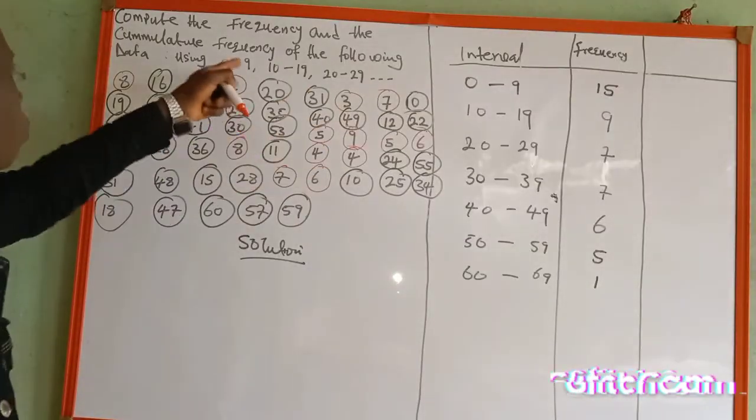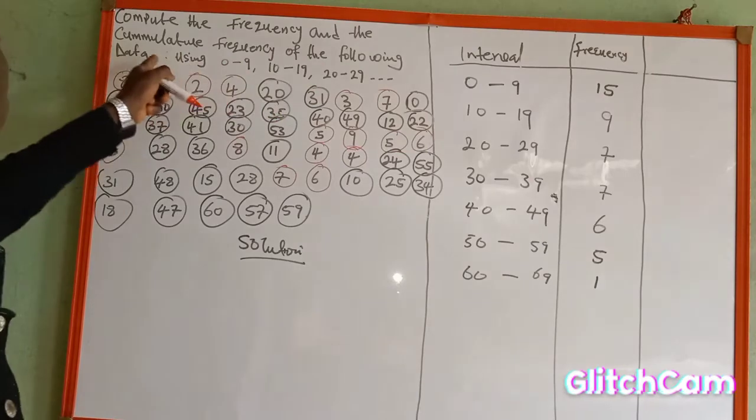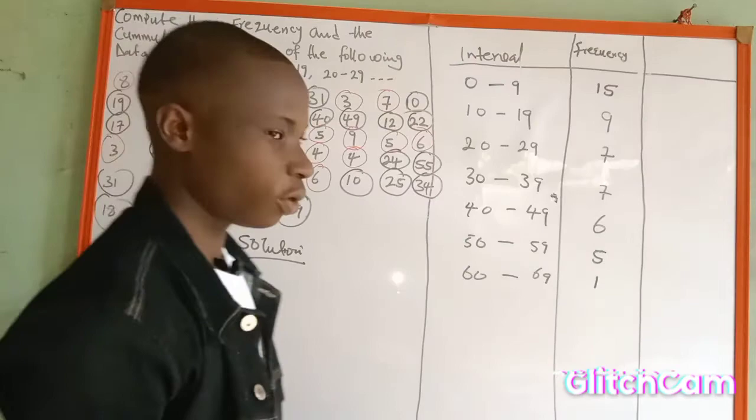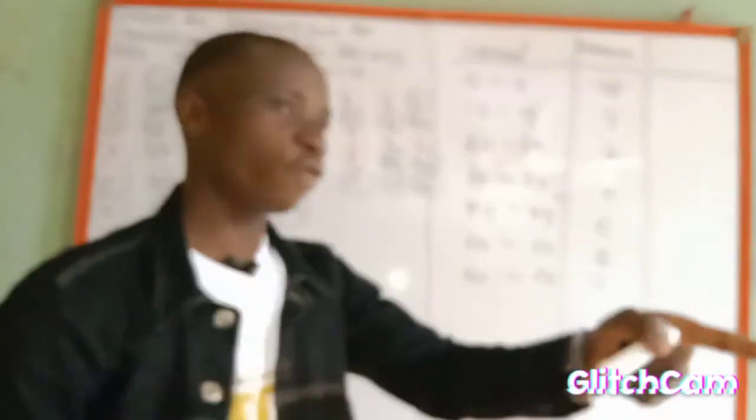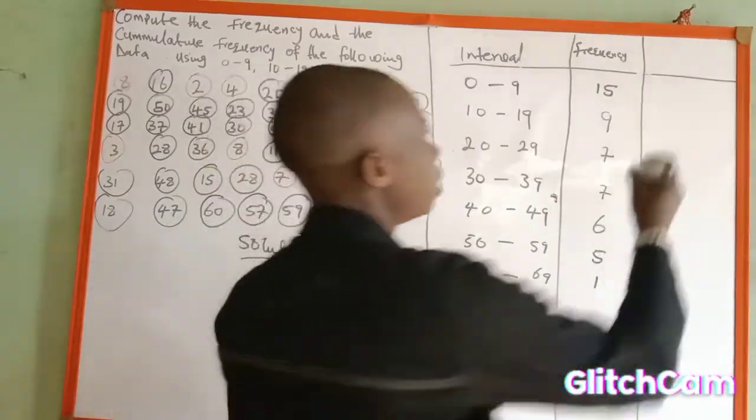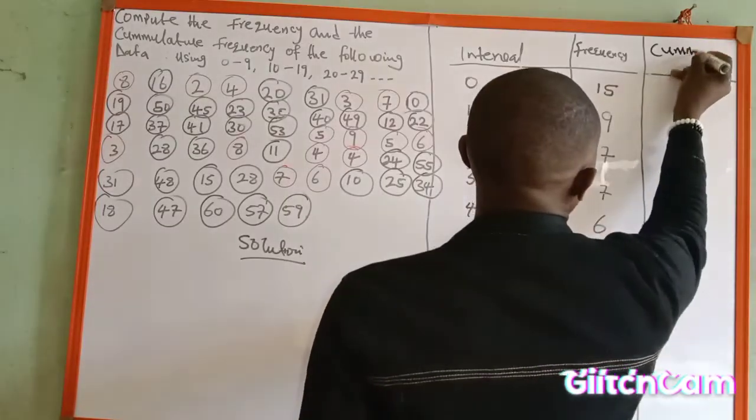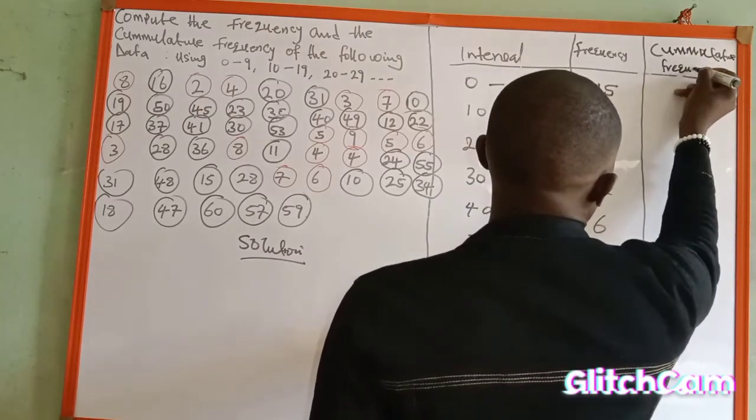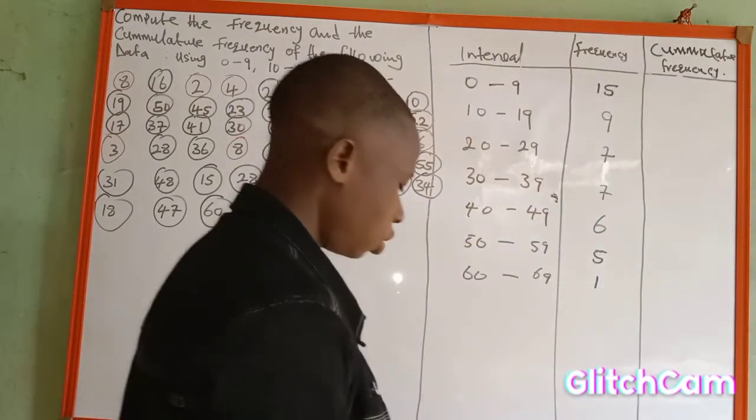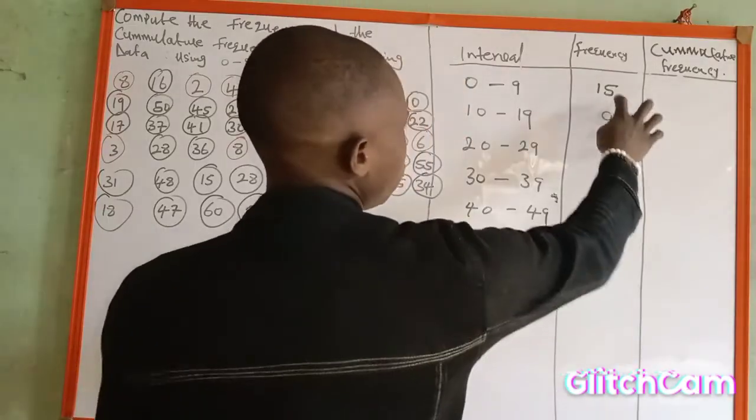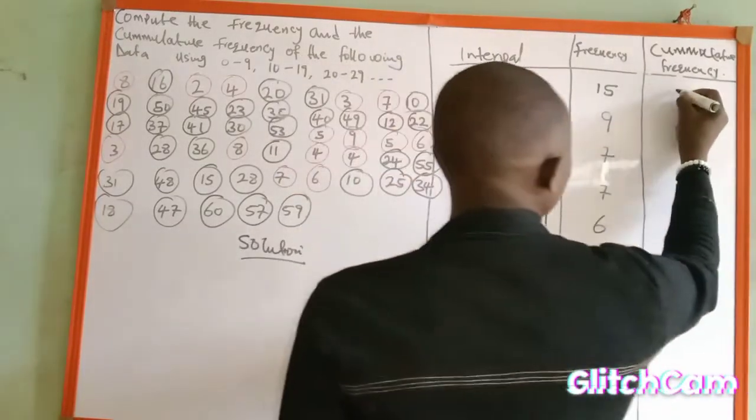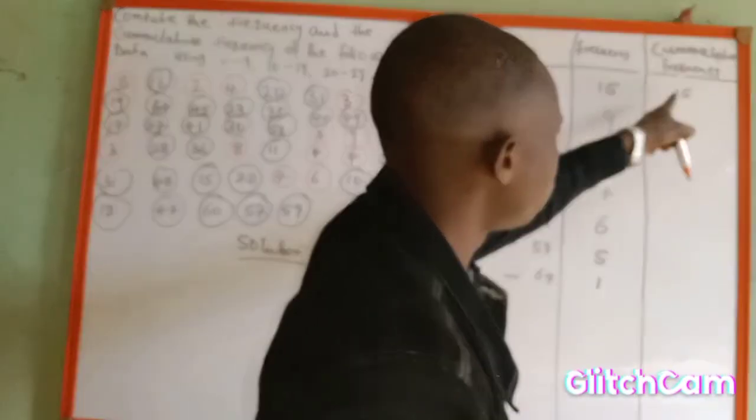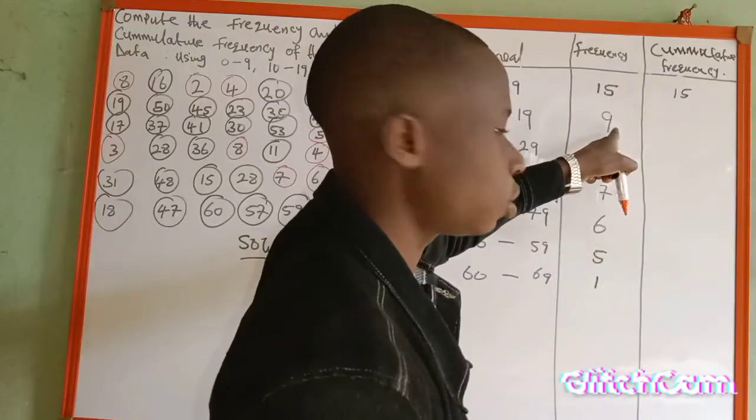The next question says we should find the cumulative frequency of this same data. To find the cumulative frequency, we are going to use this frequency. So I can write cumulative frequency. The first one is 15, so we bring this 15 down. Then you use this 15 and add it to this 9.